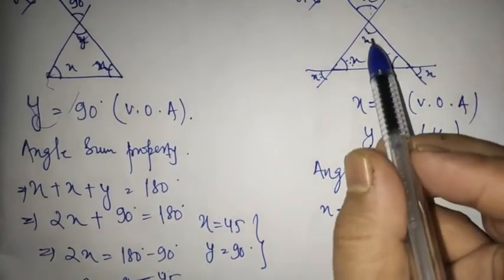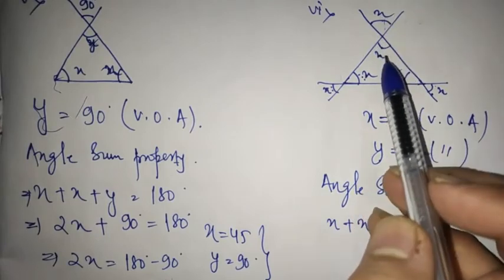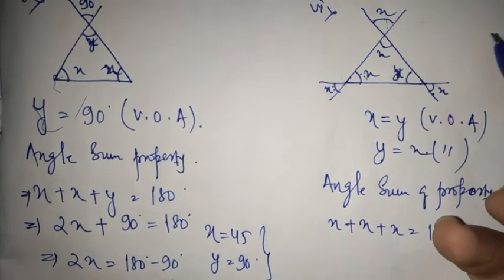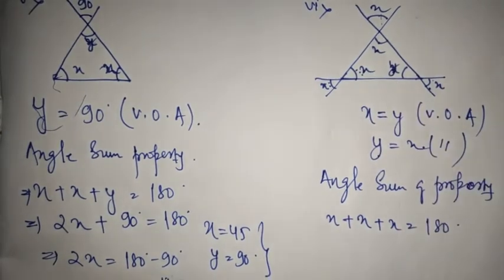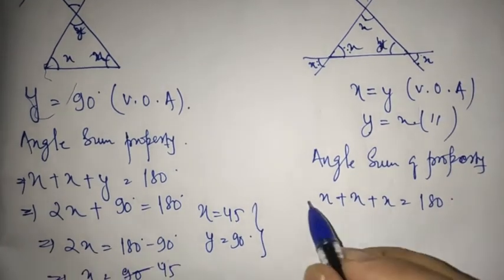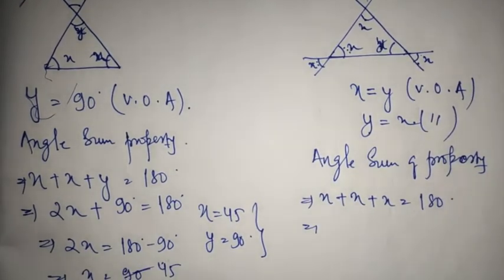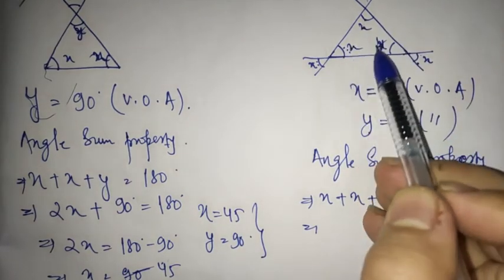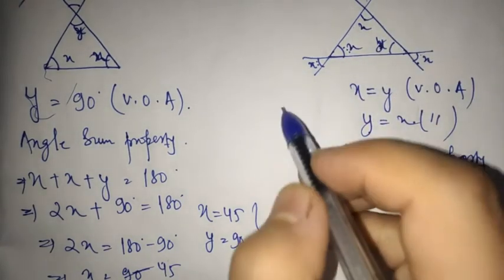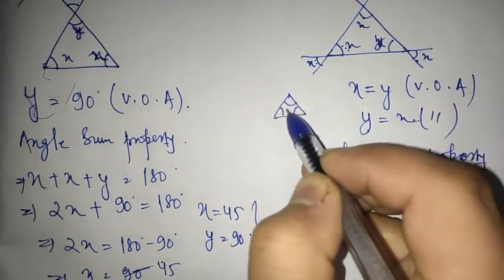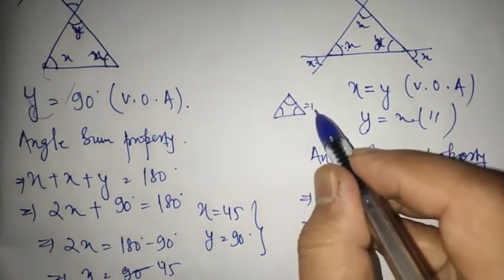Why has this become x? Because over here it is mentioned x, so of course the vertically opposite angle is x. Here also it is x because these are vertically opposite angle. So the concept is x plus x plus x is equal to 180 degree. That is the angle sum property, or the sum of all the interior angle is 180 degree.